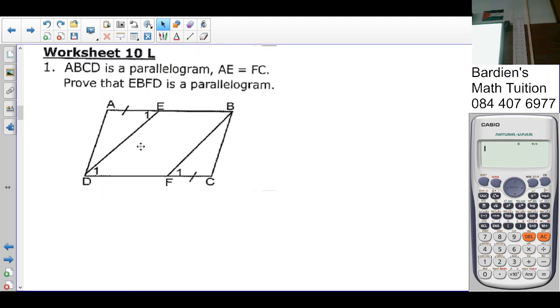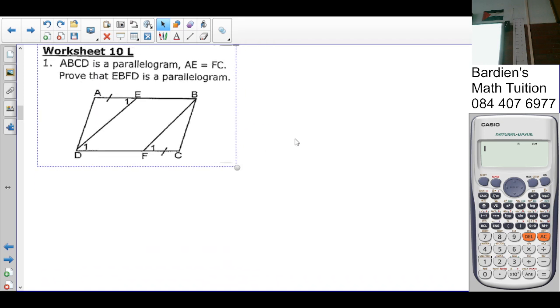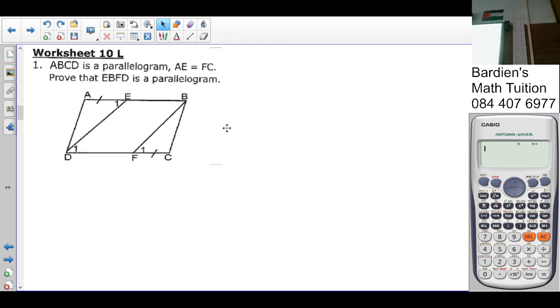11L. So in 11L we are told that ABCD is a parallelogram. 4 properties come to mind. AE is equal to FC. Prove that EBFD is a parallelogram, with the fact that 2 pairs of opposite sides are equal.